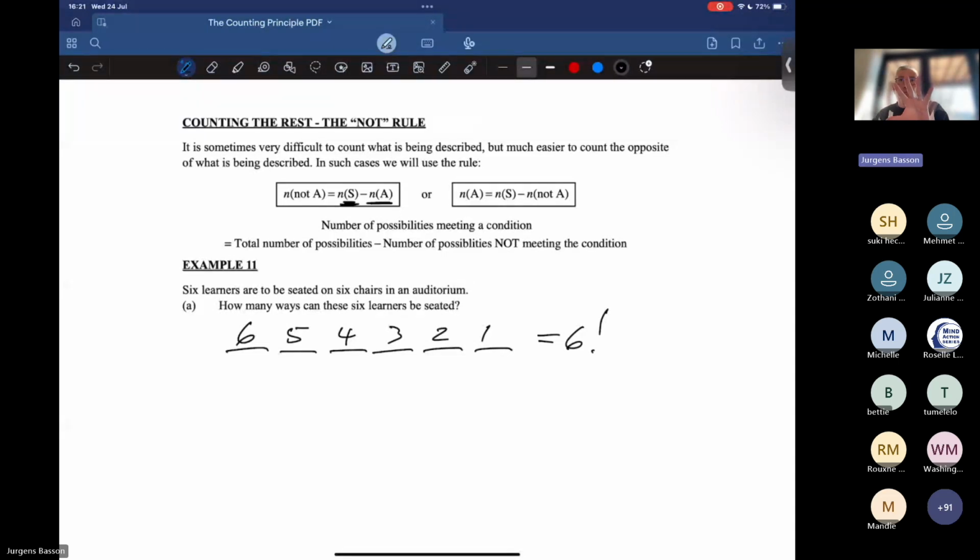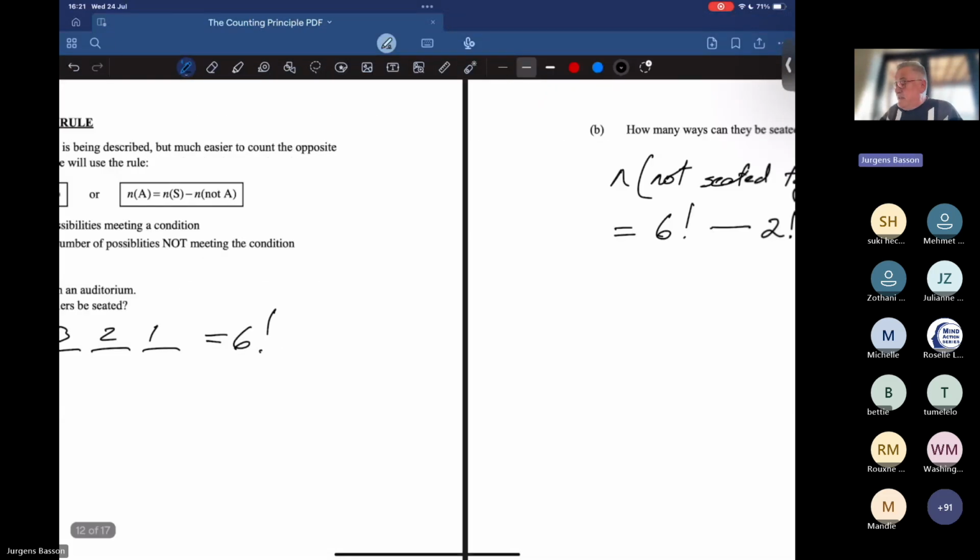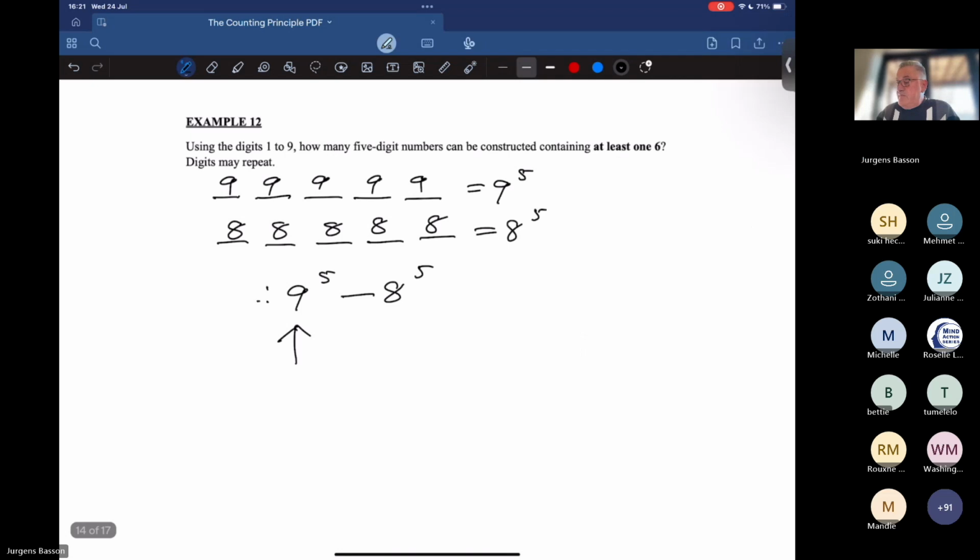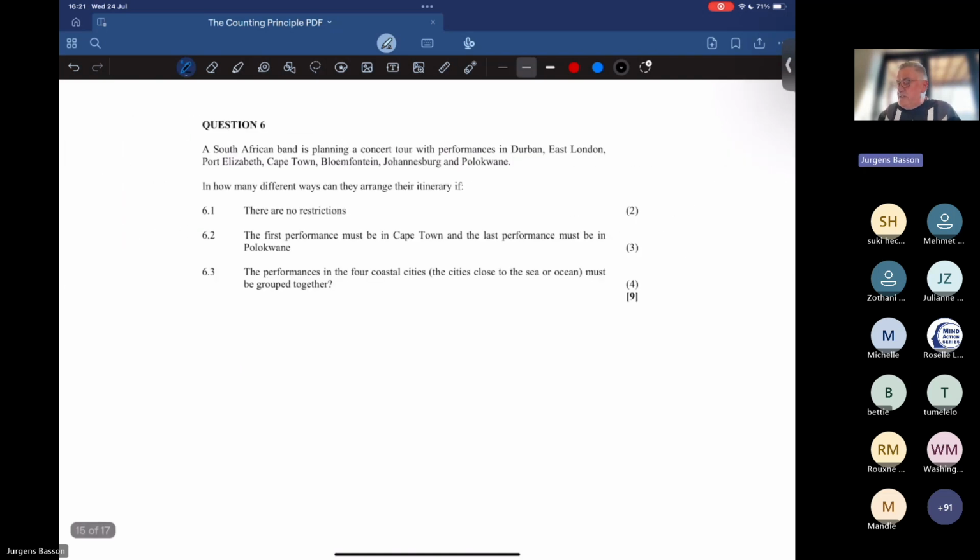I know how many ways I can do it without the 6. I subtract it from the sample space, and then we are left with at least 1 six. So I hope that this makes sense to you. One must think about it carefully, but in some of these questions, it's easier to work with the opposite.